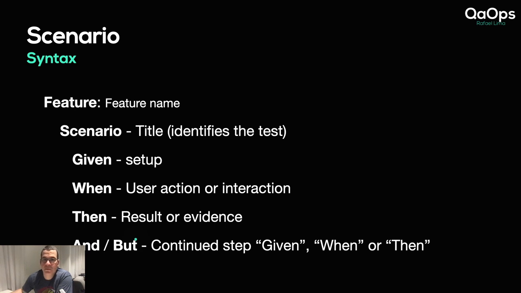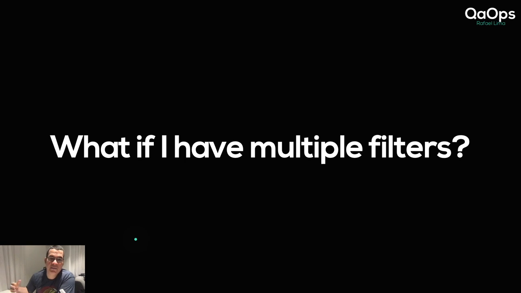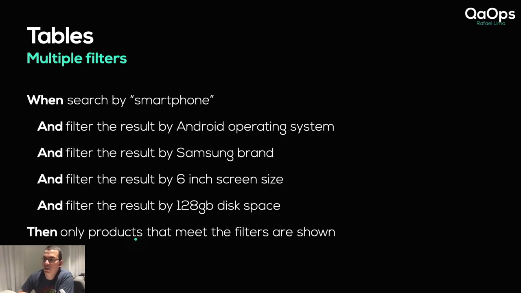Right. Great. But what happens if I have to filter a lot of things? Like in the previous video, I talked about filtering a result on Amazon. How does that look, right? When I search by smartphone and filter the result by Android operating system and filter the result by Samsung brand and filter the result by 6-inch screen size and filter the result by 128 gigs of disk space, then only products that meet the filters are shown. So it's a lot of steps to do one simple thing, right?